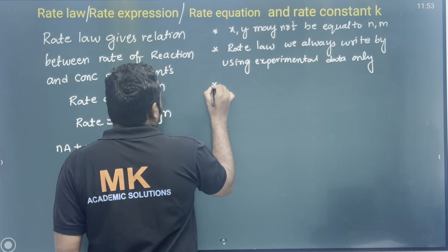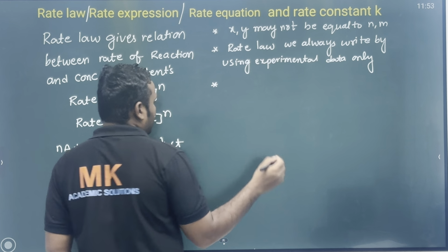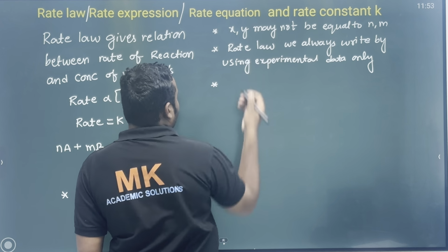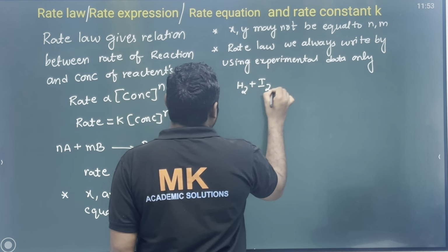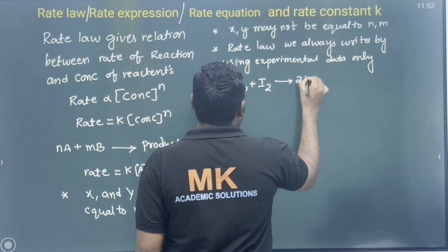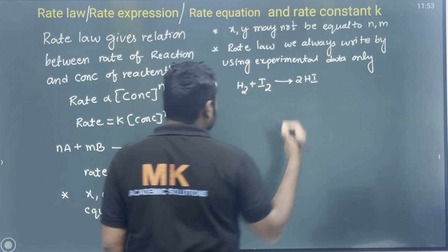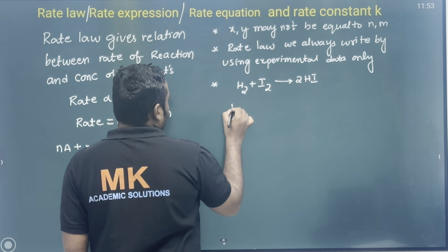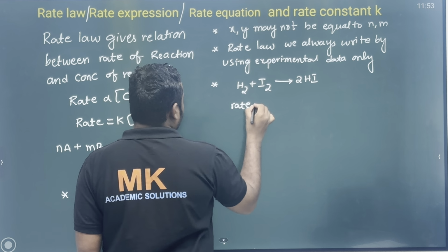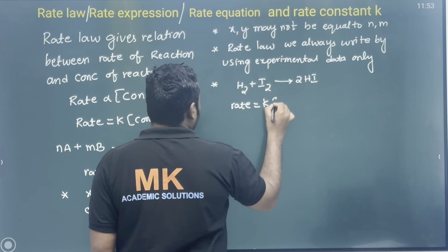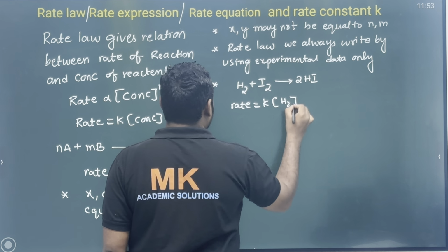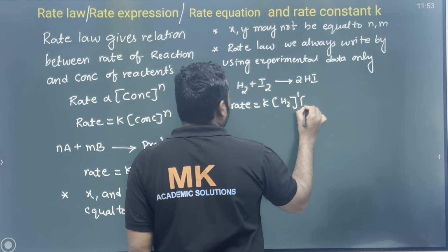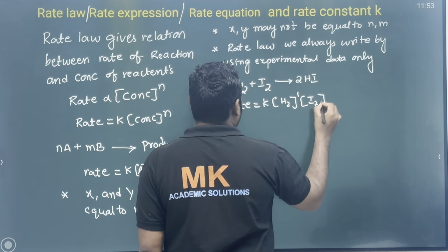See, for example, one real example I am going to take here. H2 plus I2 gives rise to 2HI. So here what are the coefficients? 1 and 1. So here rate is equal to k into H2 to the power 1 and I2 to the power 1.